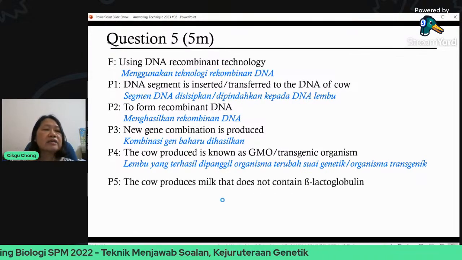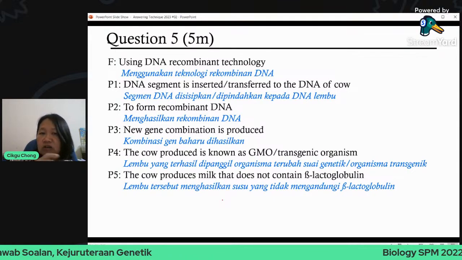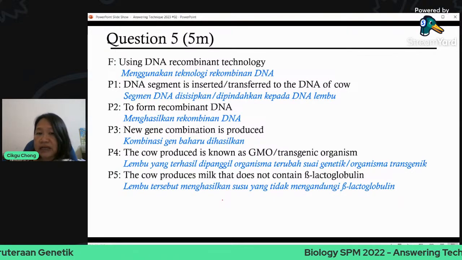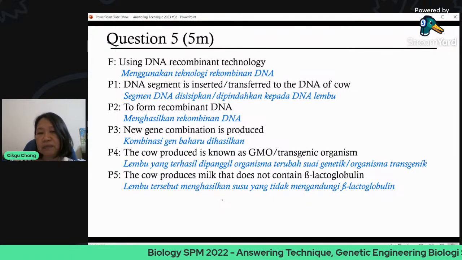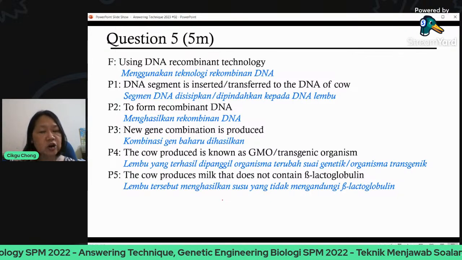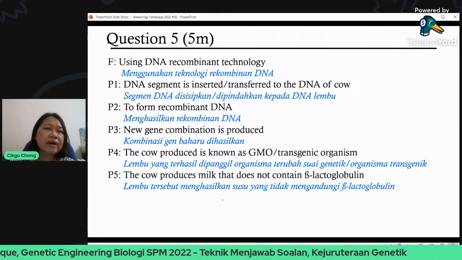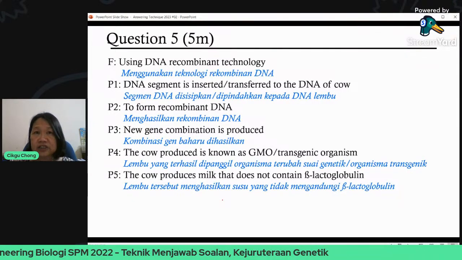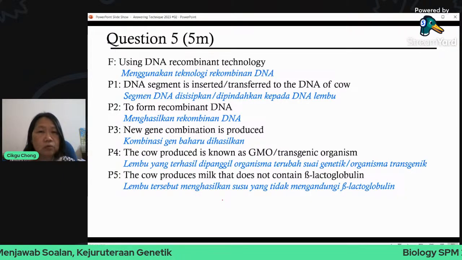Understand, right? Then, the cow will have the ability to produce milk that does not contain beta-lactoglobulin. Ini yang you tambah sendiri, sebab soalan saya tak tulis ada beta-lactoglobulin. Tapi kalau soalan sudah ada, if the question already mentioned this milk does not contain beta-lactoglobulin, tak payah tulis lah. You buzzer masa sahaja. You buzzer pencil sahaja. Pencil, pen anda. Okay, don't write. Say what is in the question.